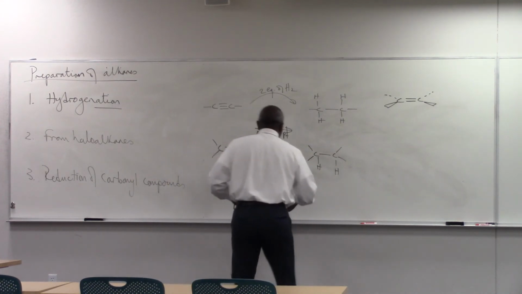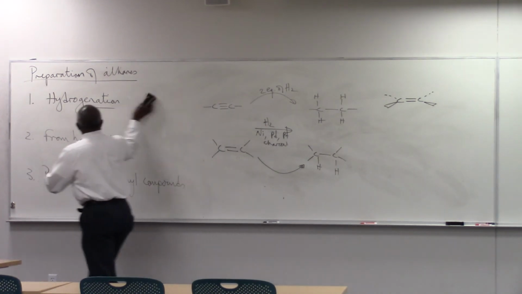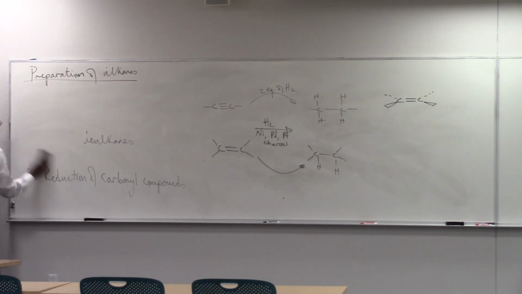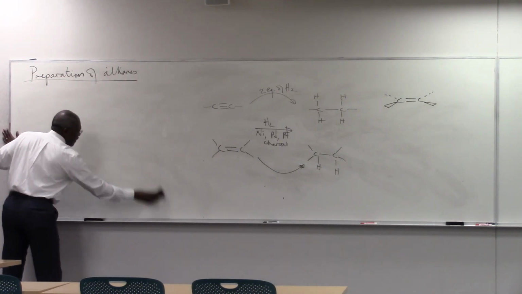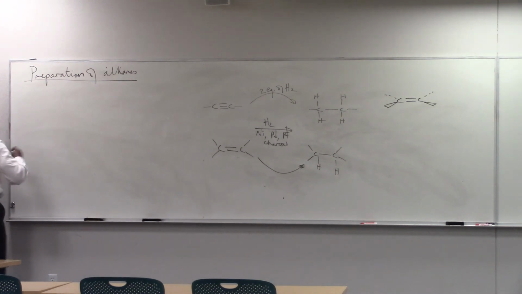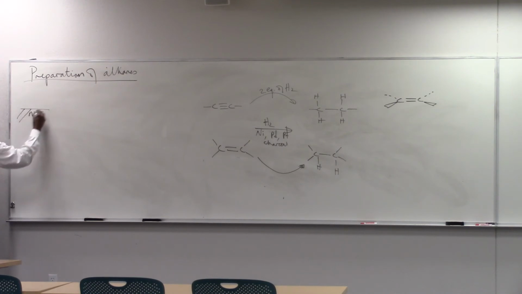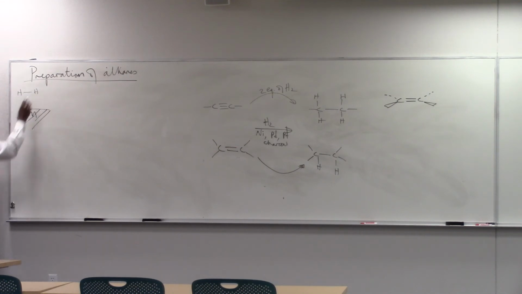The way this works, and I'll start with the alkene, is that we're going to use some metal. So let's say I'm using some metal M, and this represents the metal surface. The metal is exposed to hydrogen gas.